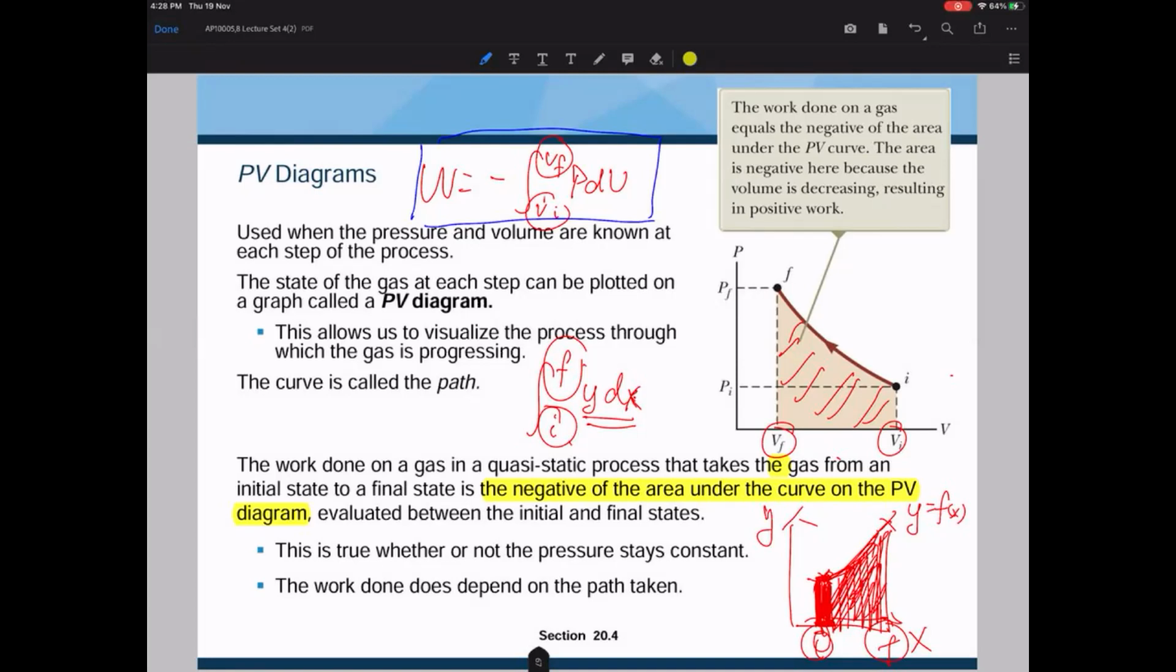And that is the idea of considering the PV diagram. And this is true whether or not the pressure stays constant. And the work done, importantly, the work done depends on the path taken. Think about it in the next slide.